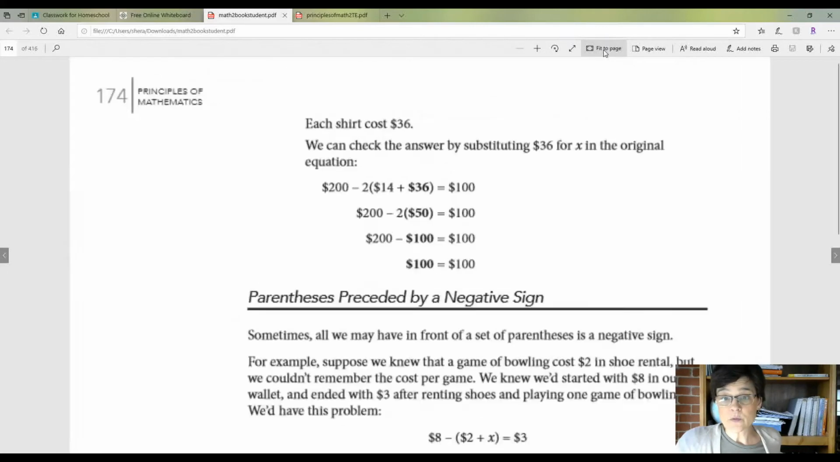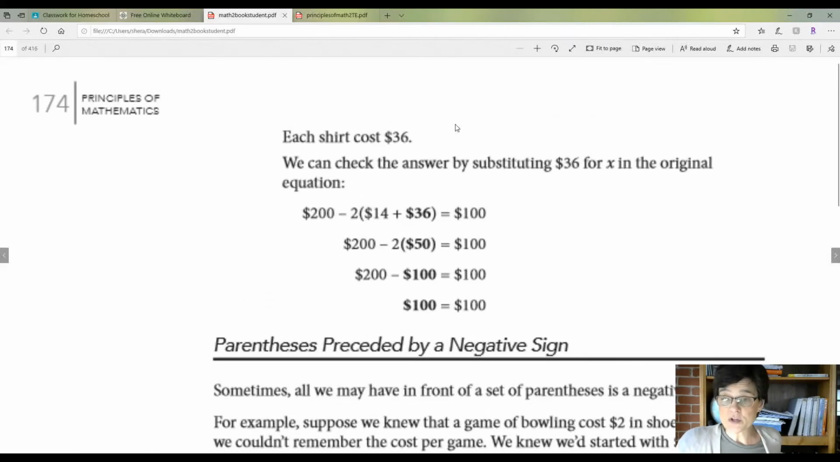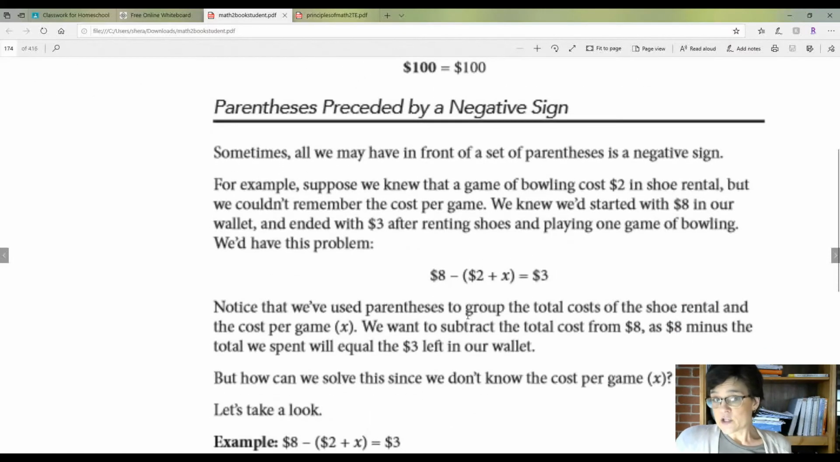All right, let's look at this one. So each shirt was 36. So plug it all back in there, work it out, and make sure it comes out evenly. Now, let's look. That was distributive property using a negative sign in front of it.